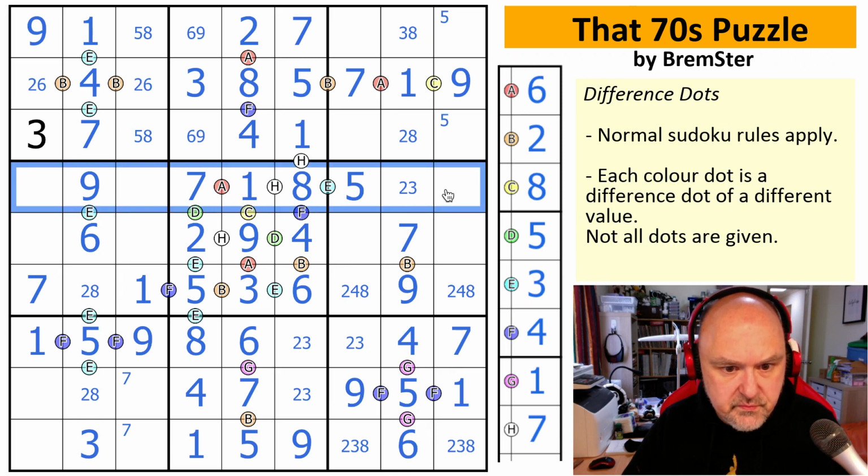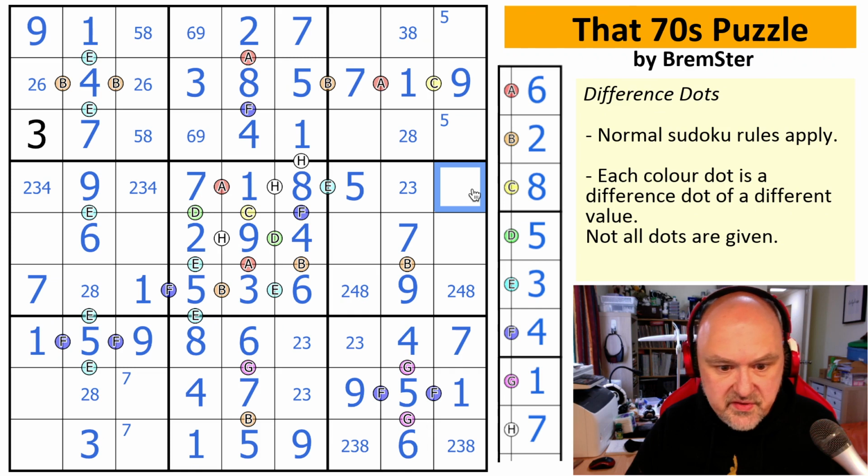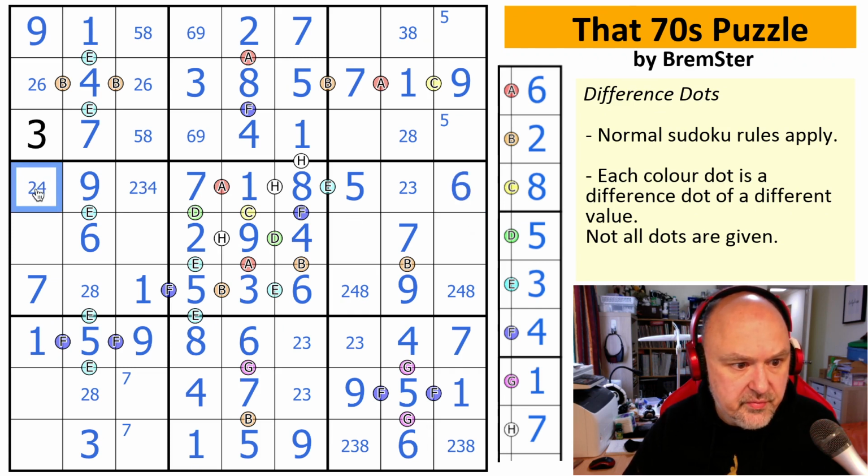So that fills most of this row. I need 2, 3, 4, and 6. So these are 2, 3, and 4. I can't put 6 in that box, so that becomes the 6. That's not a 3.